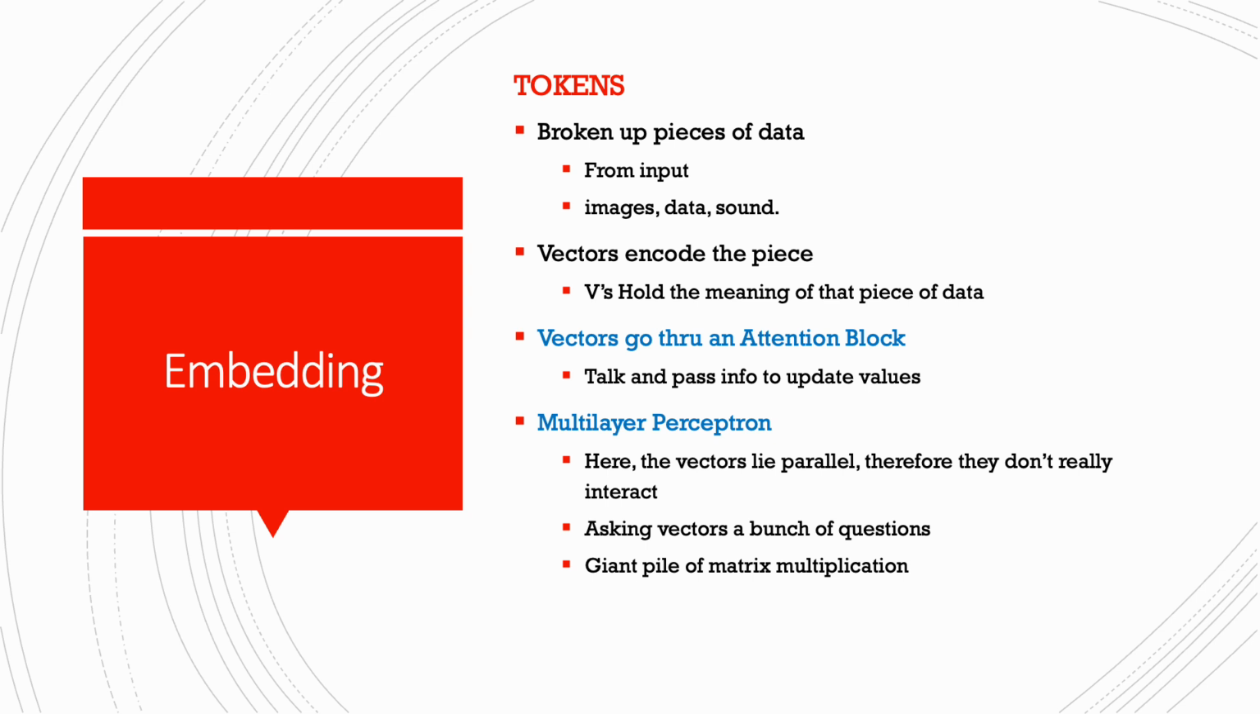So tokens are a big part of embedding. Now, tokens are little pieces of data that are broken up, which we'll get a visual for in the next couple of slides, from the input given to the machine by the user, whether it be images, data, sound, text, whatever it is. And then these tokens are placed into vector spaces.